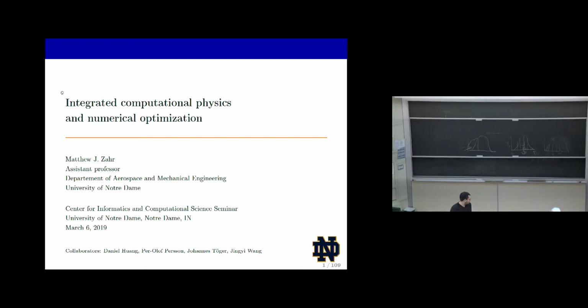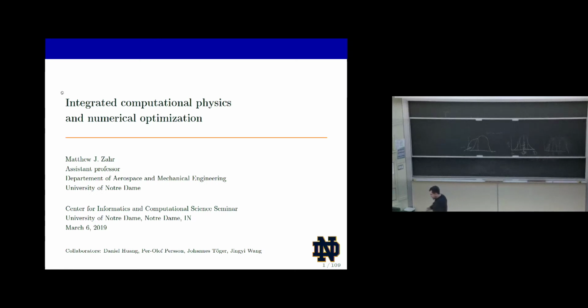This is our CICS seminar. We're happy to have one of our own, Matthew Zahr, who joined the department just a few months ago via Lawrence Berkeley National Laboratory, I will assume, and before that he did his PhD at Stanford and his bachelor's degree in civil and environmental engineering, so you're an engineer, at the University of California at Berkeley. Yep. All right, thank you very much.